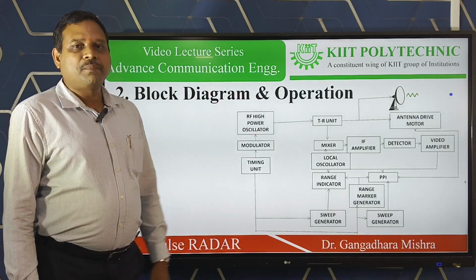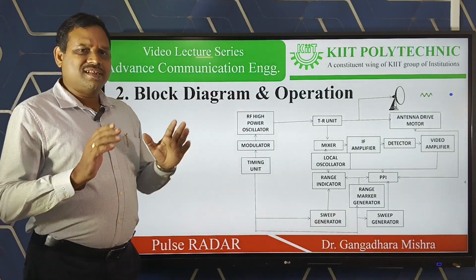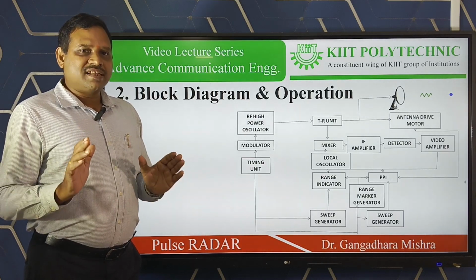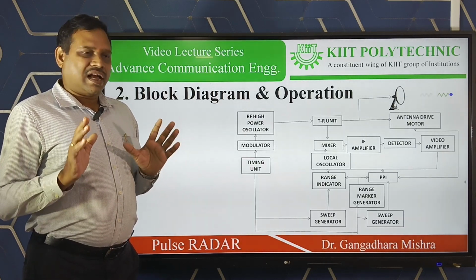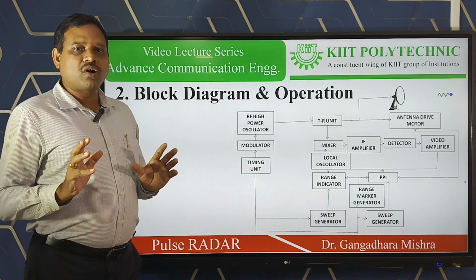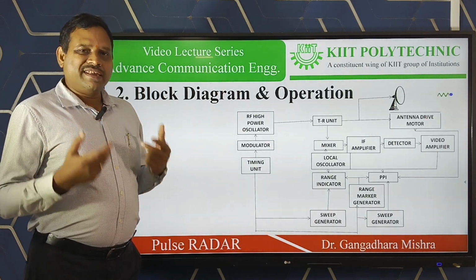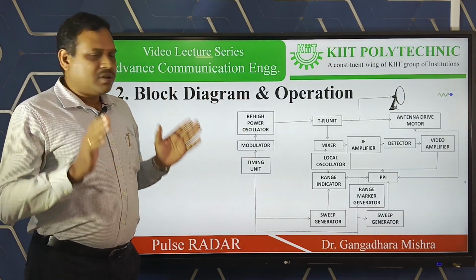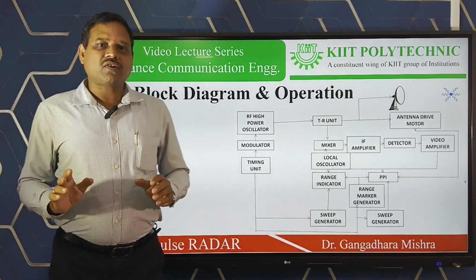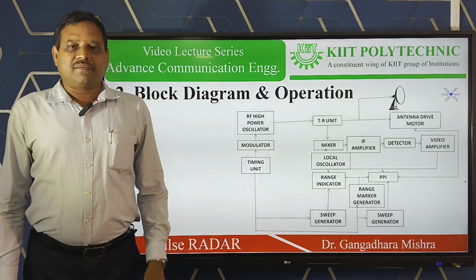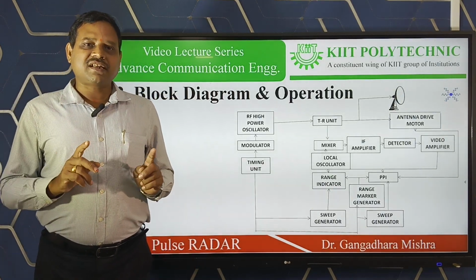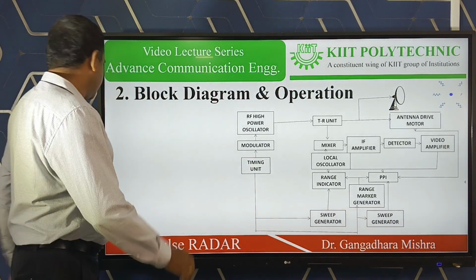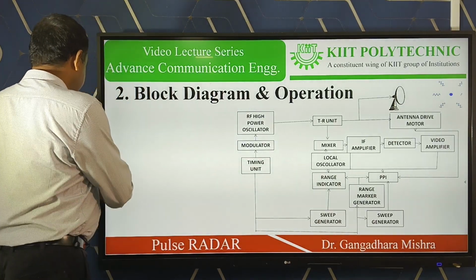So this is the block level concept. This is a simplified block diagram. As it is a very complex circuit, I have tried to minimize the blocks so that it can be easily understood by you all. As we know, in any communication system we have a transmitter section and a receiver section. So here we have two sections.